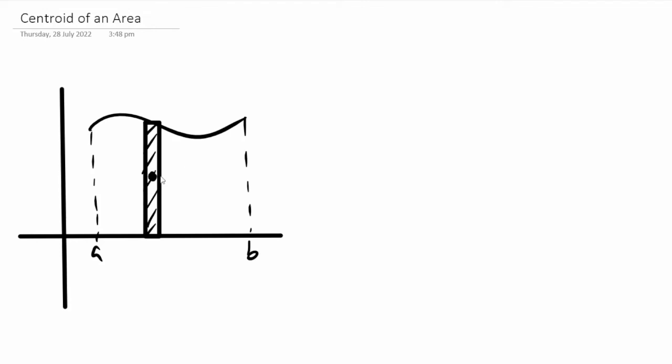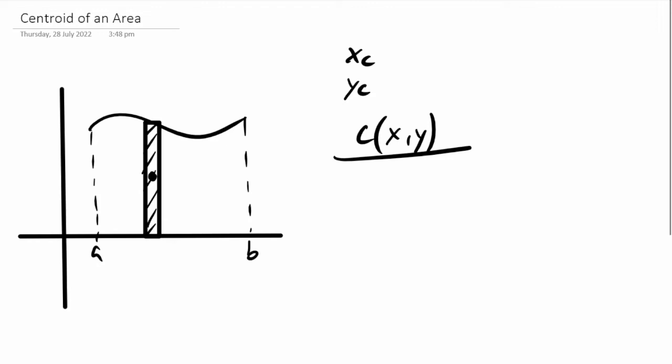Now what we're looking for is the xc and the yc. That is the position of our centroid, or that is this c. Let's denote centroid as c, right? And this x, y. This is what we are looking for, the position of the c. So erase this.